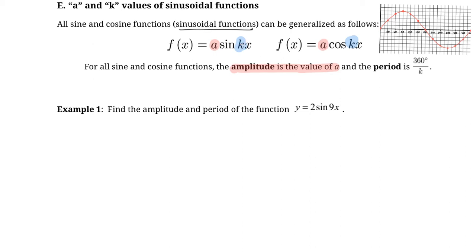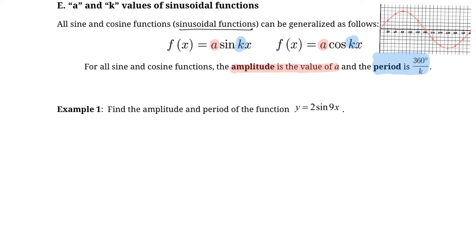K affects our x values, and to find our new x values, we would take our original x values and divide all of them by k. So we could do the same thing with our period. Our period for our sinusoidal functions, both sine and cosine, is 360. So we can take 360 and divide by k, and that's going to give us our new period.